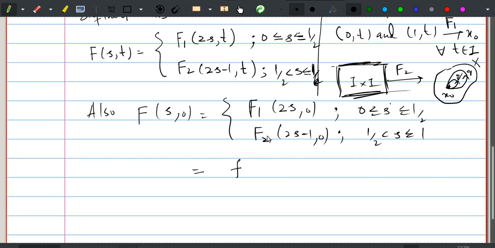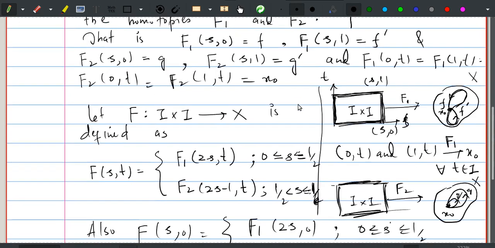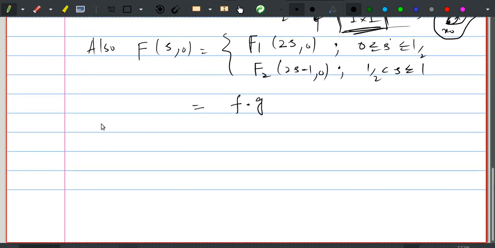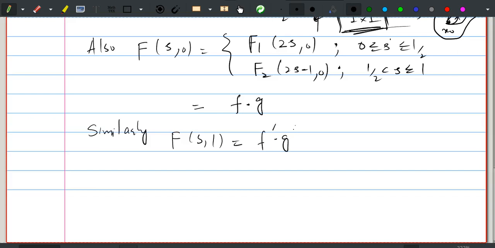and in the other half it is g here, because when we restrict f2 to 0, f2 to 0 is g here. Similarly f of s1 is f prime g prime, sorry, yes, of course, f prime g prime.